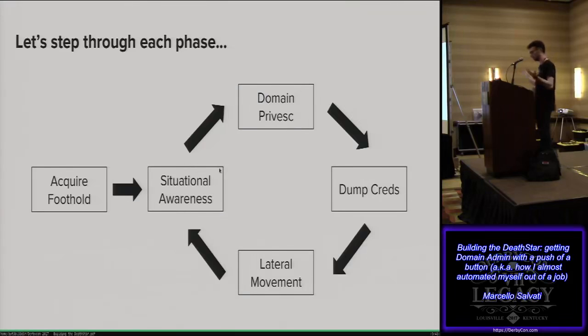Usually what happens, you acquire a foothold by some means. Situational awareness, so you use PowerView, Bloodhound, whatever you prefer, or just do it through built-in command line utilities. You perform some kind of domain privesc. Usually it involves Kerberos or finding group policy preference passwords in those XML files, which is what DeathStar does, which we'll get into in a bit.